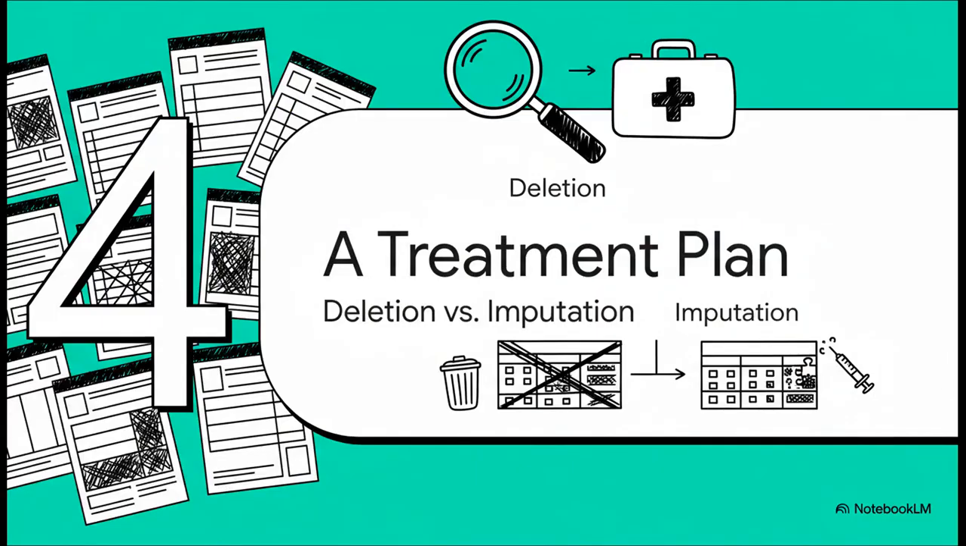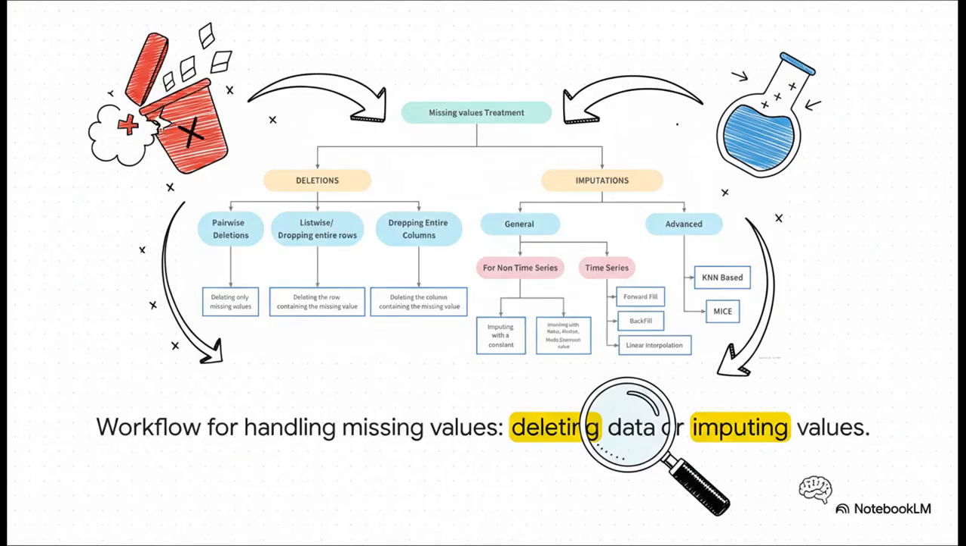All right, so we've asked our questions, we've made our diagnosis. Now what? Well, now it's time to talk about the treatment plan. And when it comes down to it, you really have 2 main paths you can take. You can either get rid of the incomplete data, or you can try to fill in the gaps. This workflow here is a great little roadmap for our options. You see those 2 big branches at the top, right? Deletions on one side, imputations on the other.